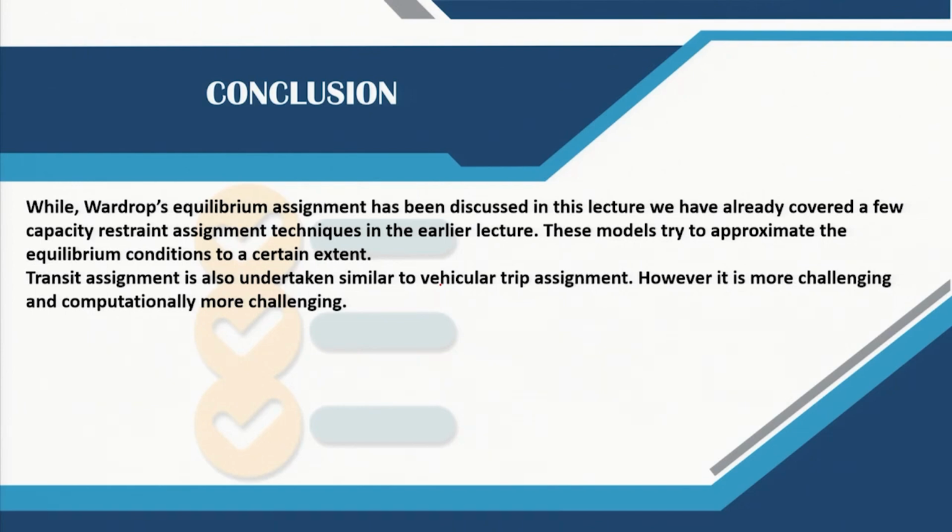So that means there is also cost. When people consider cost while traveling, they also consider different forms of cost, like the number of transfers, the amount of in-vehicle travel time, the out-of-vehicle travel time and so on. So in that way transit assignment also needs to be undertaken, but compared to the previous normal vehicular assignment, it is a little bit difficult. Thank you.